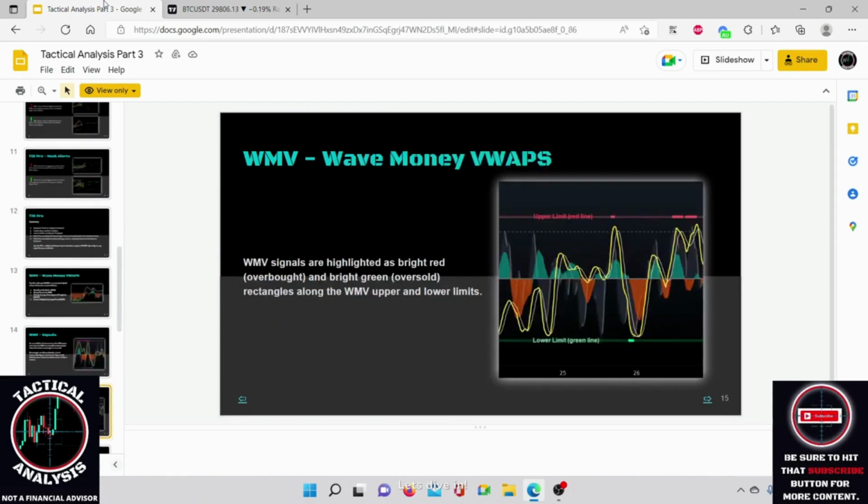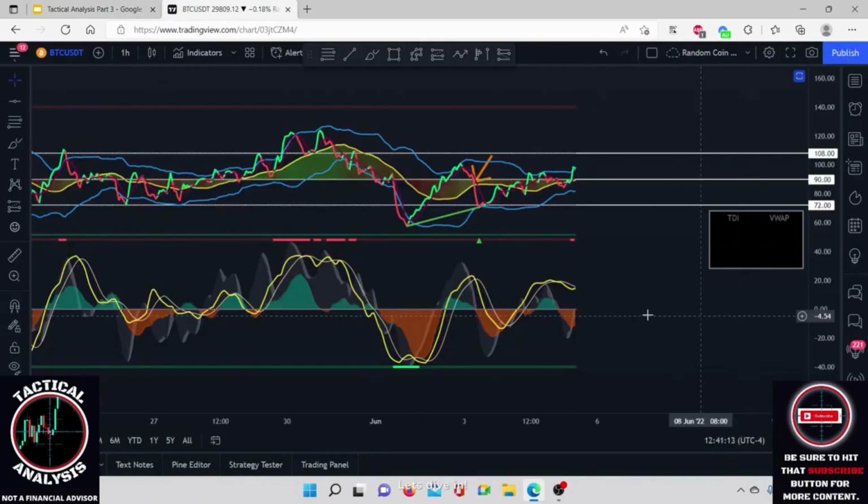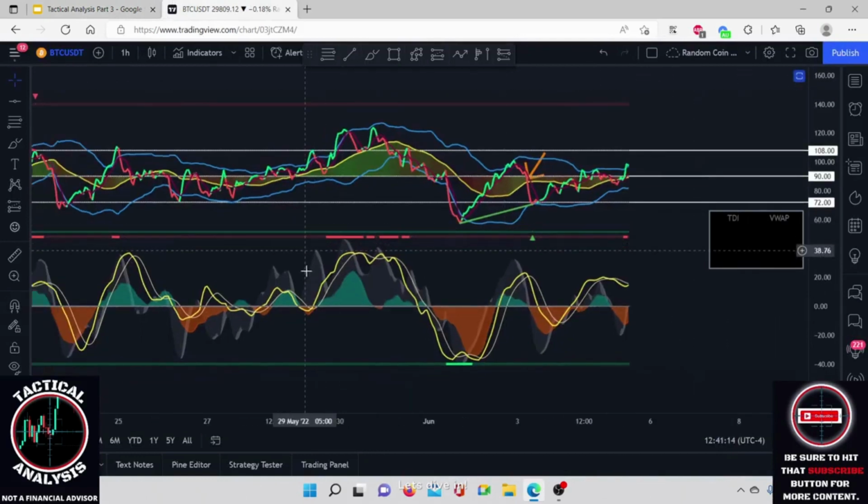The wave money VWAPs. Signals are highlighted as bright red as overbought, bright green as oversold rectangles along the upper and lower limits. We'll look at them on the chart right now. You can see them here, right? This is your overbought conditions. You see the red here, right? Overbought, green for oversold, right? Here we are, oversold, right?